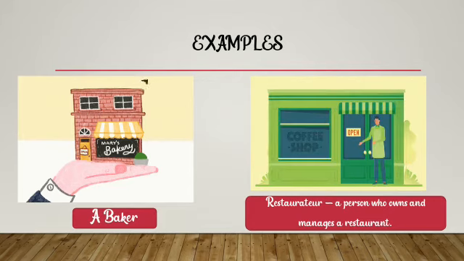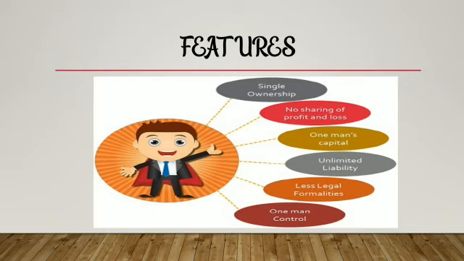Let us move forward to the features of sole proprietorship. There are 6 features of sole proprietorship, namely single ownership, no sharing of profits or losses, one man's capital, limited liability, less legal formalities, one man control. Now we'll study these in detail.